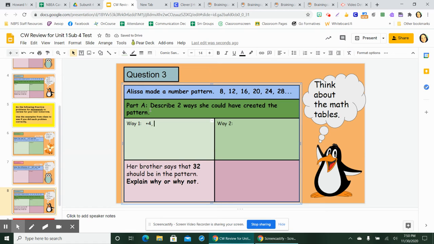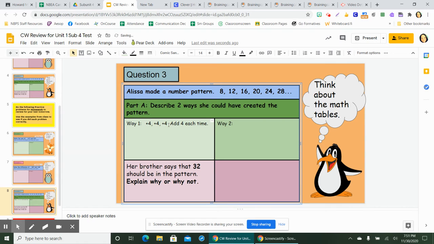Then 12, so let's see, 13, 14, 15, 16. That's another plus 4. And then if I go again, 16 to 20 goes 16, 17, 18, 19, 20. So that's also a plus 4. So I can see the pattern is adding 4. So I'm going to say add 4 each time.